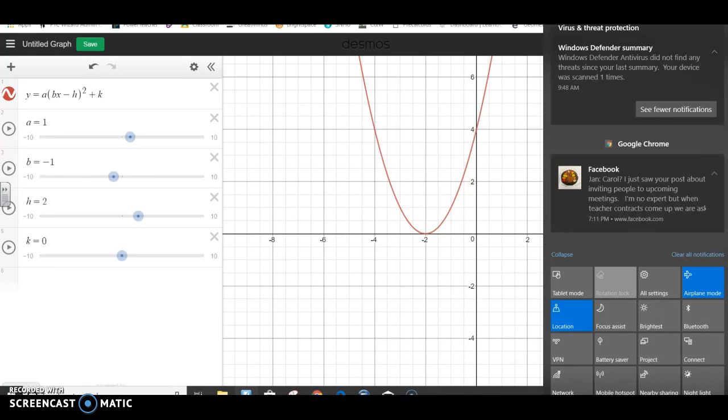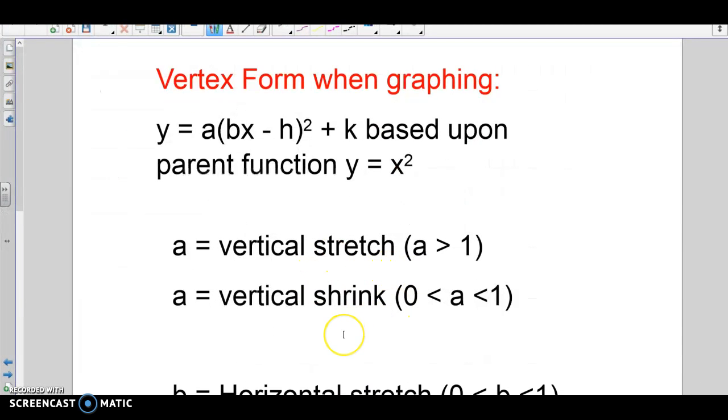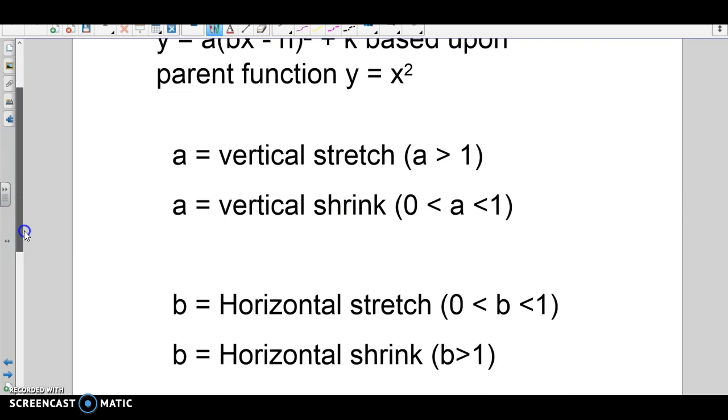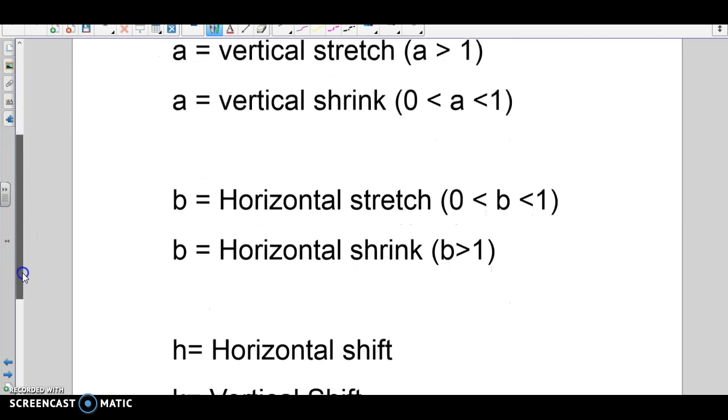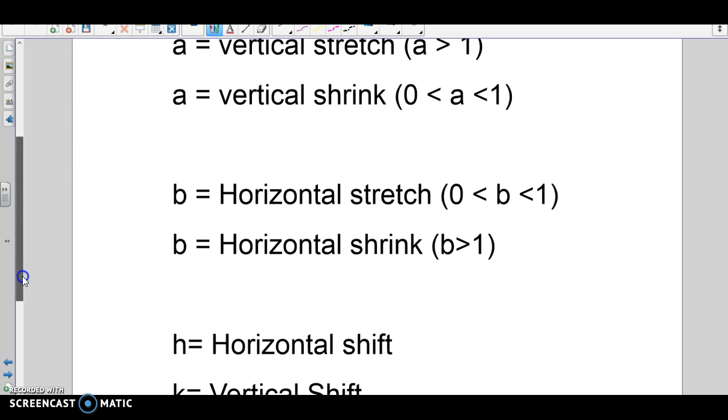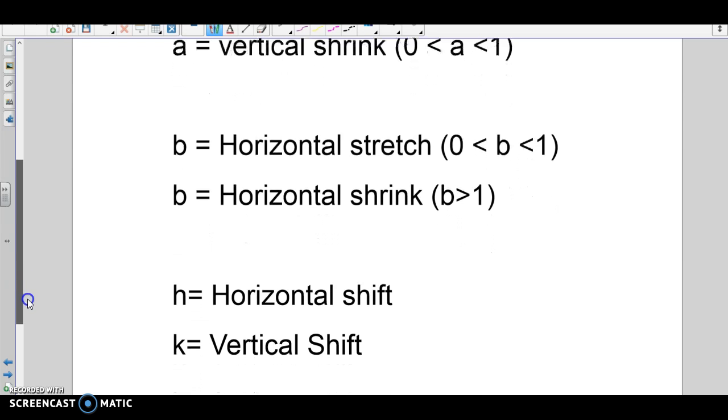So let's go to the summary page. Again, y equals a times (bx minus h) squared plus k, all based upon that initial parent function. The a value gives us a vertical stretch if it's greater than 1, and a vertical shrink if it's between 0 and 1. The b value is a horizontal stretch between 0 and 1, and a horizontal shrink if it's greater than 1. A horizontal shift occurs with h, and a vertical shift occurs with k.